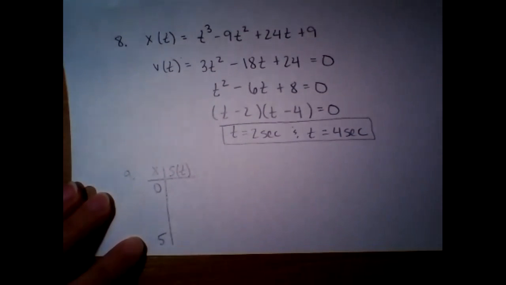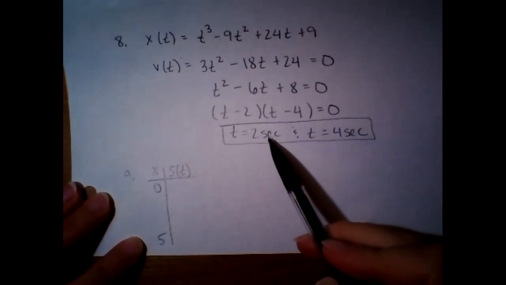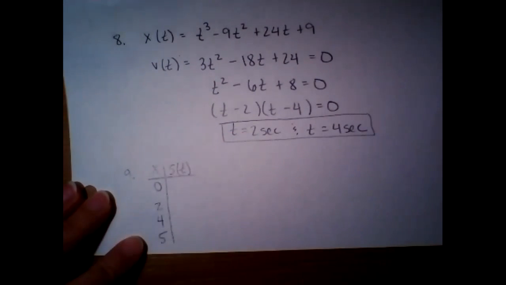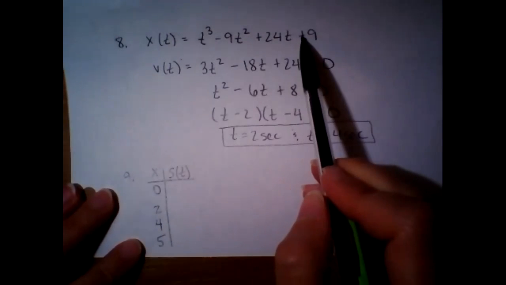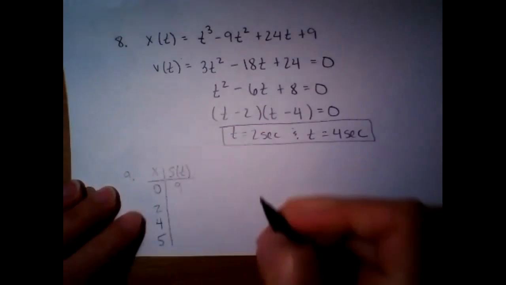If we want the first 5 seconds, I need 0 and 5, and then I also need the 2 times that the particle stopped, which we just found are 2 and 4. And so those are going to get plugged into this original position equation. So if you plug in 0, you're going to get 9.